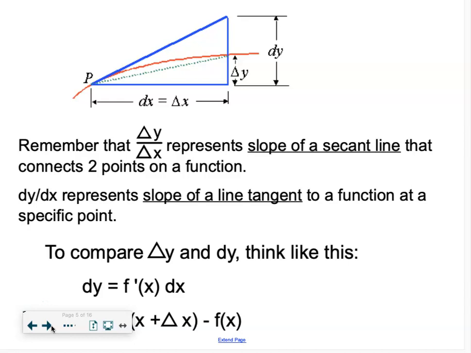Okay. Yes. Wait, so which one is the approximation, which one is the exact? Okay, I know. In your thinking, delta should be the approximation. Delta is the exact. D is the approximation. Because dy is actually on the tangent line. Okay? All right.